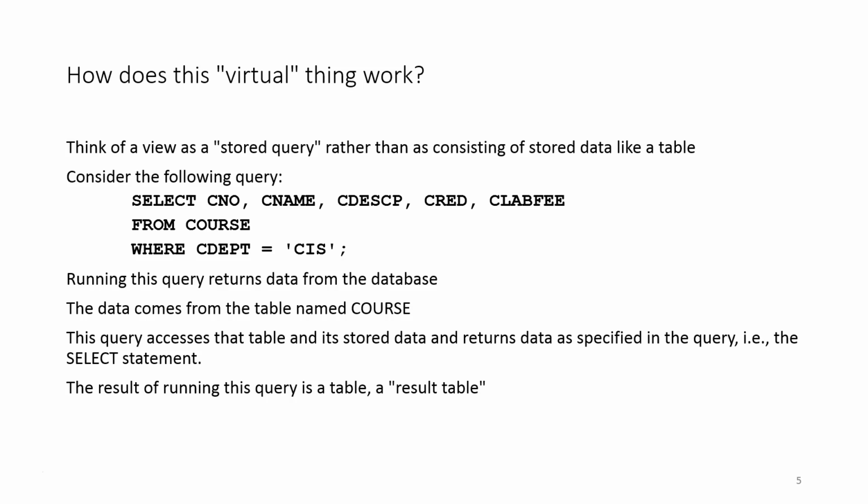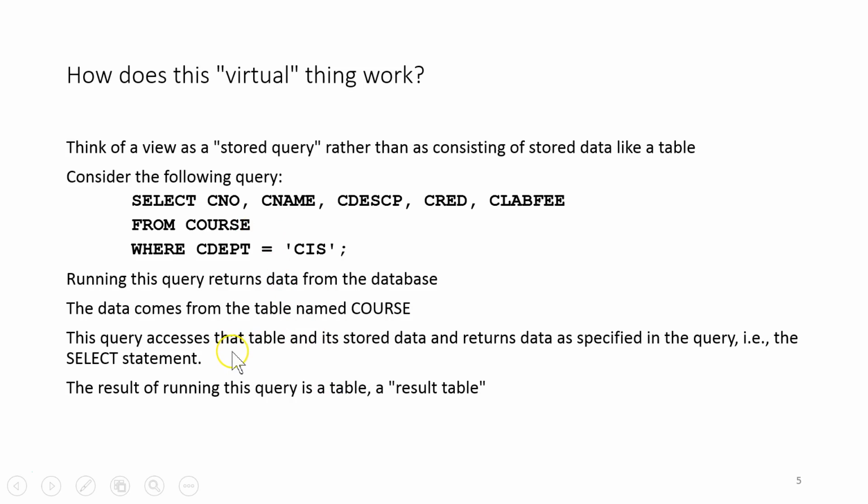Well, we get a subset of rows and subset of columns from the course table. But how would you describe that result? Well, whenever you run a query, the result that's produced takes the form of a table. So we call that a result table. Now, the data that populates this result table comes from the course table, because that's the table name we specified in our from clause.